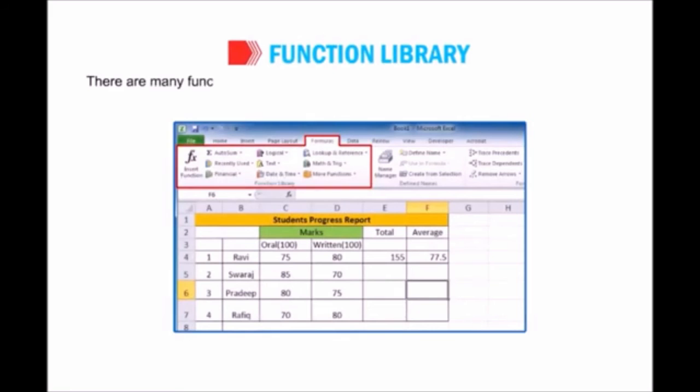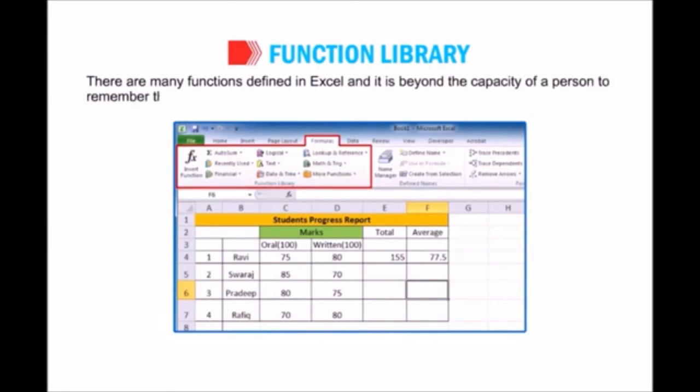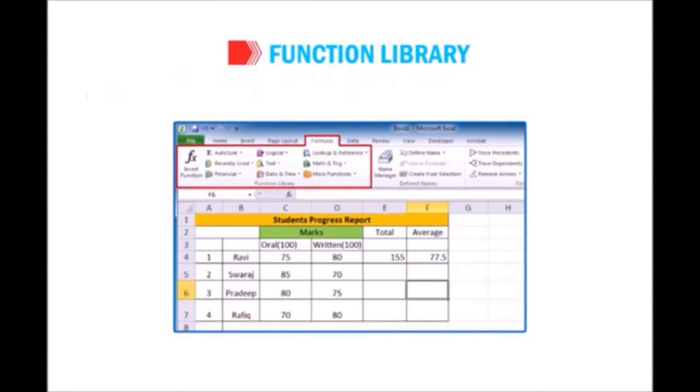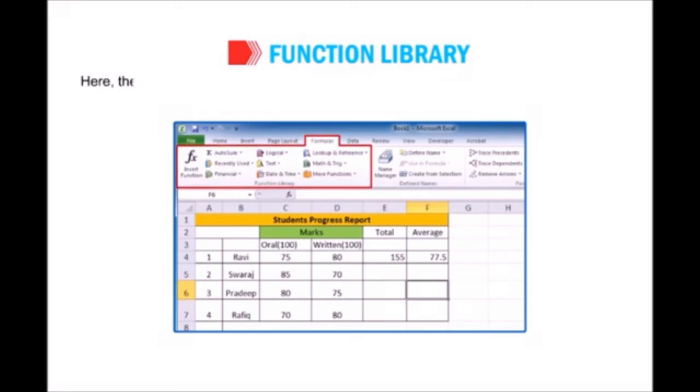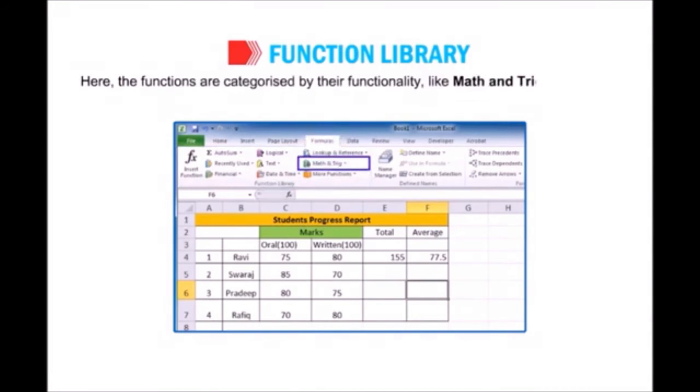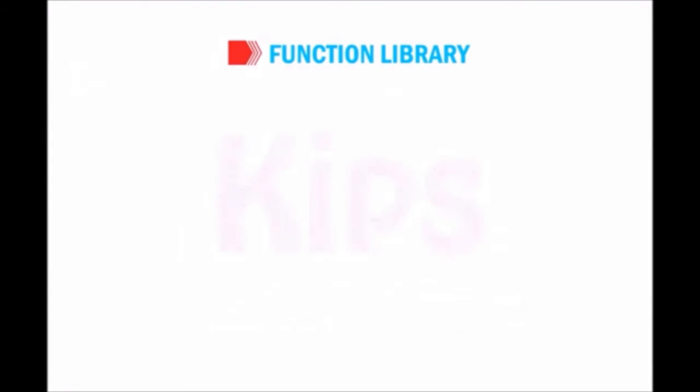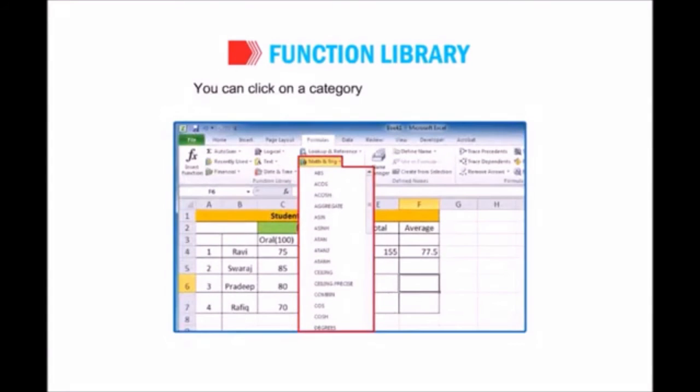There are many functions defined in Excel, and it is beyond the capacity of a person to remember the name and functionality of each one of them. To overcome it, Excel has clubbed all the functions in the Function Library group of the Formulas tab. Here, the functions are categorized by their functionality, like math and trig, text, date and time, etc. You can click on a category to browse its functions.